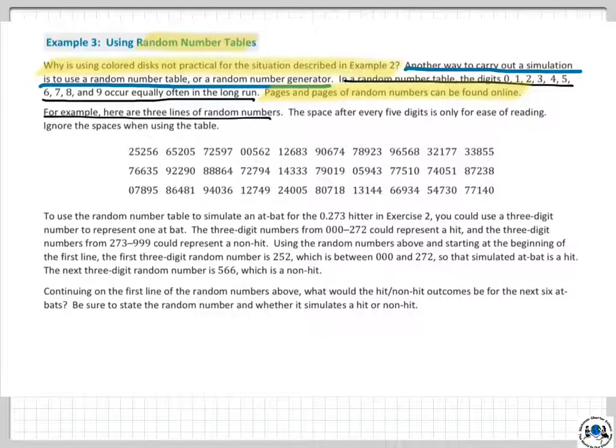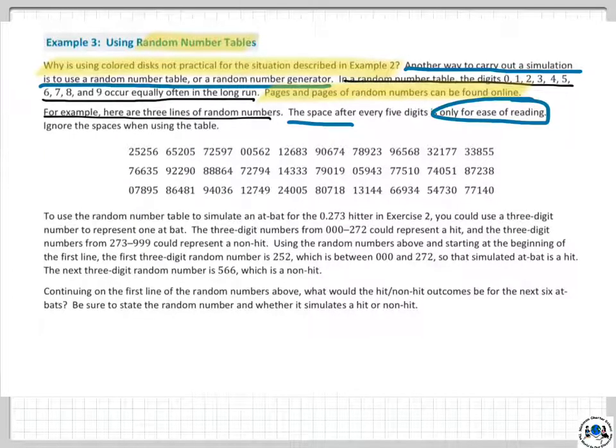The space after every 5 digits is only for ease of reading. That space right here is only for ease of reading, so you don't go crazy looking at all these digits in a row. But they are.